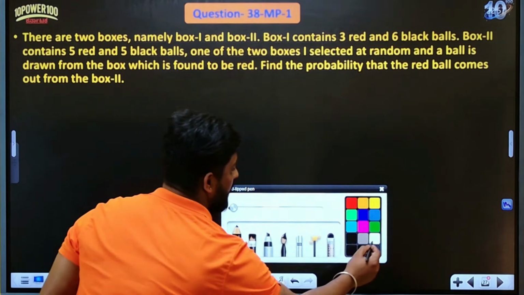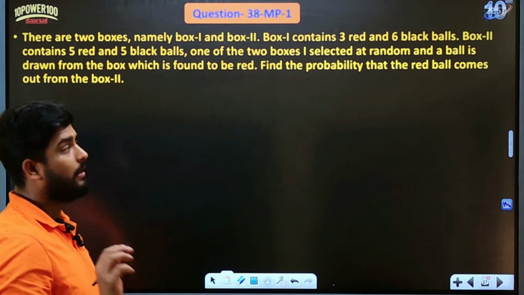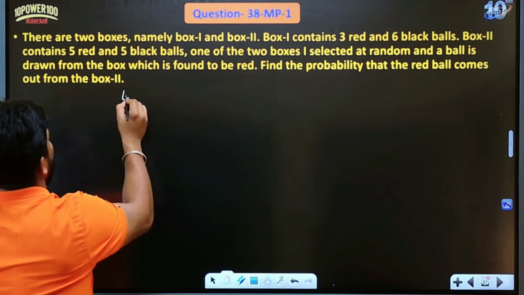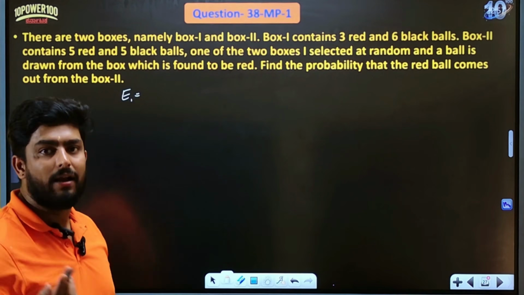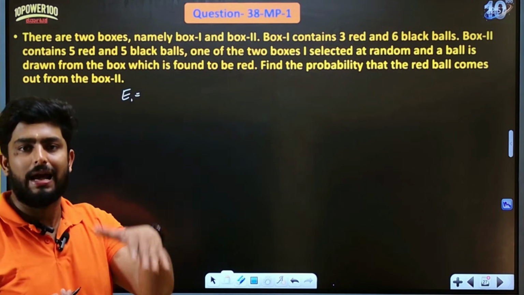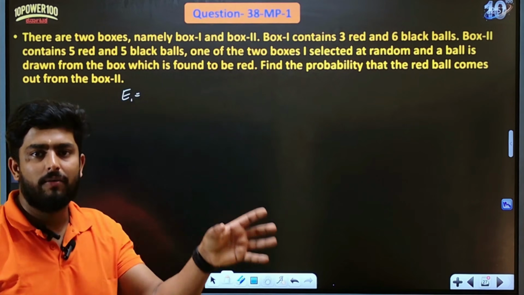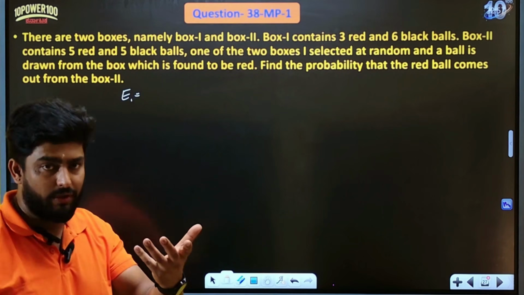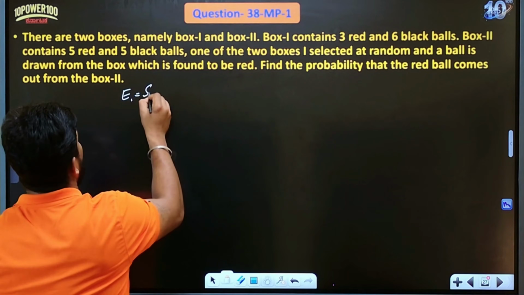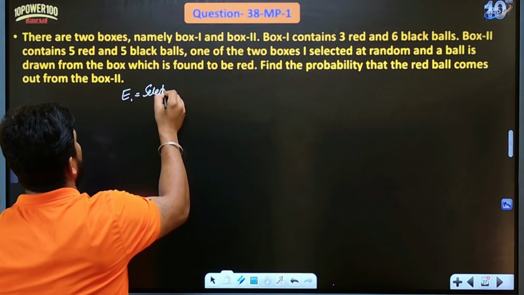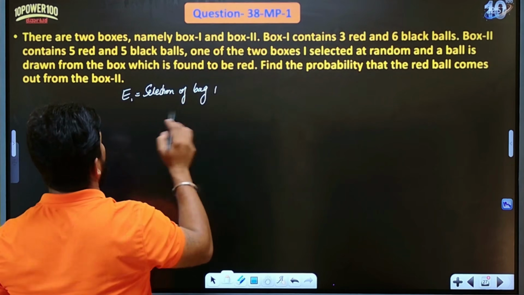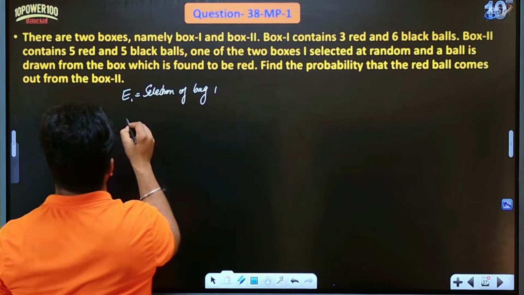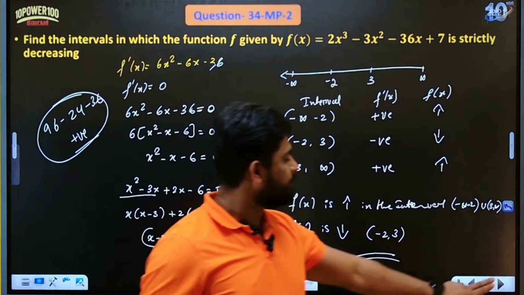Okay na. So let's write the events. Writing events is very important here. Let's take event E1: selecting bag 1. Since we have 2 bags, selection of bag 1 or bag 2 is an event. So E1 is the selection of bag 1.